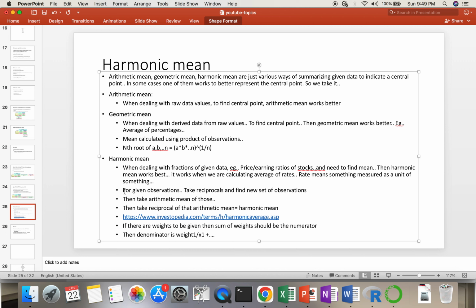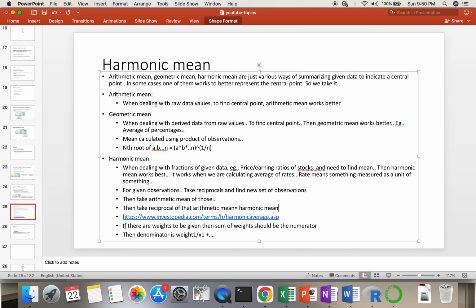So for given observations, raw data points, we take the reciprocals first and find a new set of observations. So 1 by x is what we do for all the existing values. Then take the arithmetic mean of those. So the way to calculate harmonic mean is take the data, take the reciprocals of all the data points, then take the arithmetic mean of those reciprocals. Then what you get is called harmonic mean.